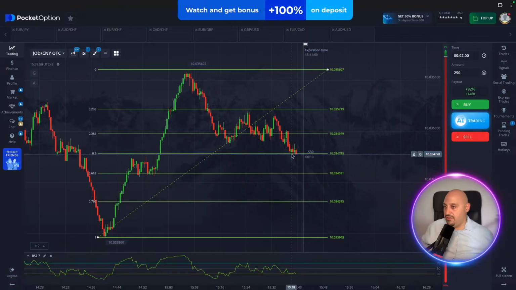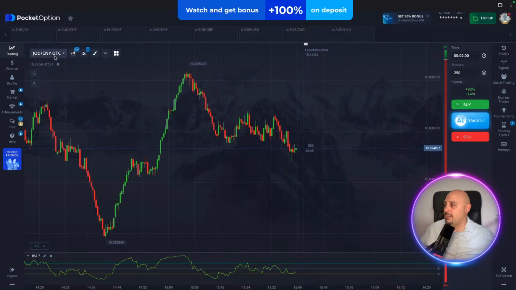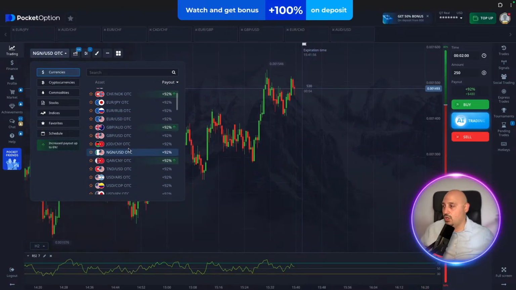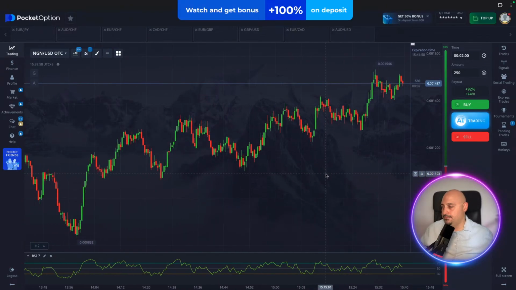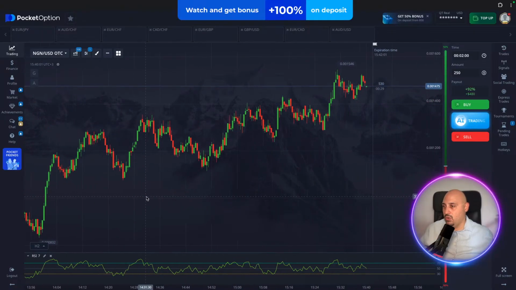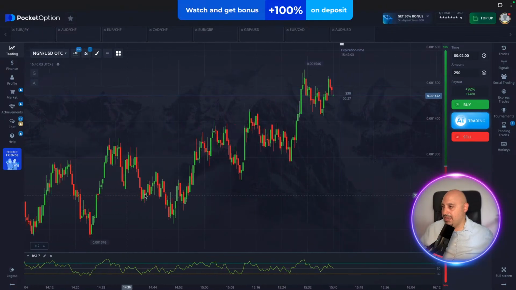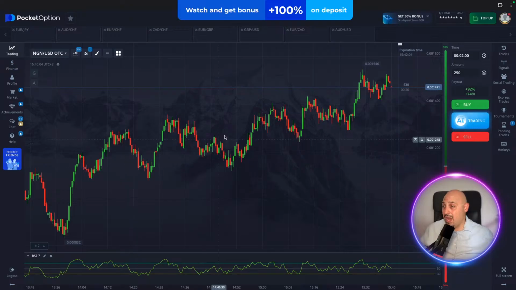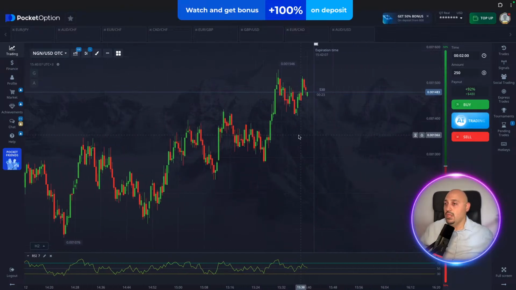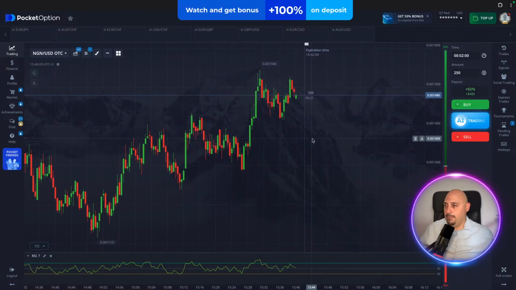We have touched the 50% over here. I don't really like this setup. I'm going to try to find one more example for you guys. Hopefully it's going to be a better example. Okay, this seems to be going all the time. See, it's making higher highs and making higher lows. You see that? So if I were to trade this, I would take it from here. But there is a double top here, so we might break this. Let's see.